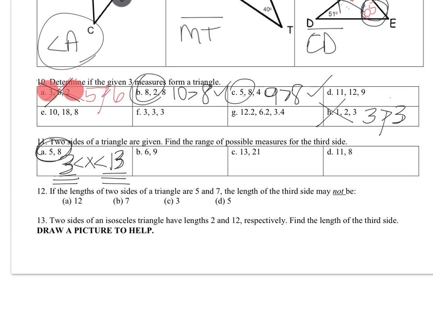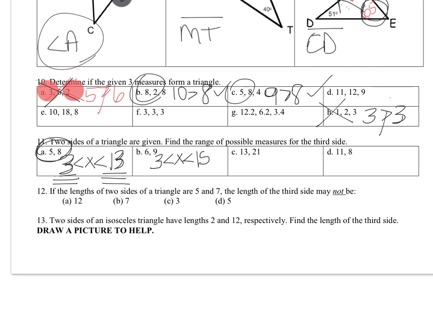If I look at the next one, I'm going to add 6 and 9 and get 15, and then I'm going to subtract them and get 3. So my range is anywhere between 3 and 15, but don't include 3 or 15. Let's look at number 12. The lengths of two sides of a triangle are 5 and 7. The length of the third side may not be.